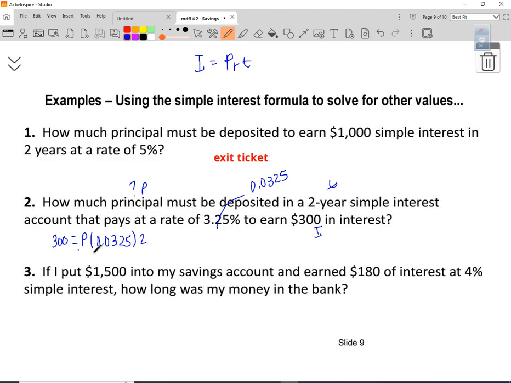So we can figure out the amount of principal by solving for the P now instead of solving for the I. So that's what we're going to do. Here I'm going to simplify this. 300 equals, I'm going to go ahead and multiply that 2 times 0.0325.